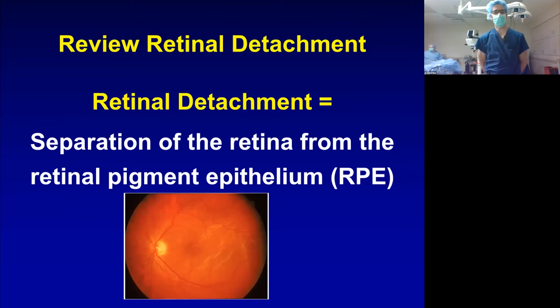So retinal detachment, just to review briefly for those less familiar, is a separation of the retina from the retinal pigment epithelium. As you can see in this slide here, the retina is detached right through here, right past the macula. You can see where the retina is kind of folded up and has some whiteness to it. You can almost imagine that like wrinkling of a sheet or a drape, whereas here it's flat and smooth against the back of the eye.